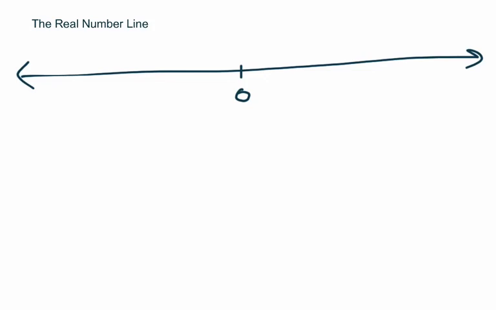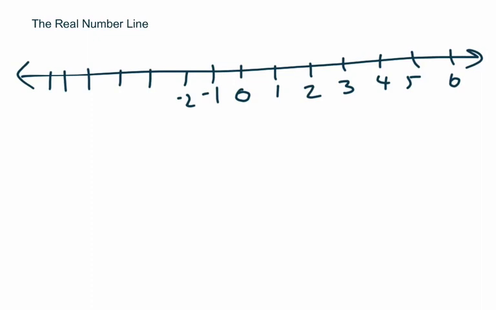And then as you move to the right on the number line, you count upward in integers, and you can scale your number line by different things if you need to. And to the left, you have negative integers.